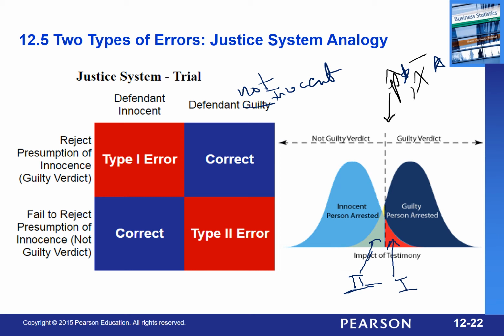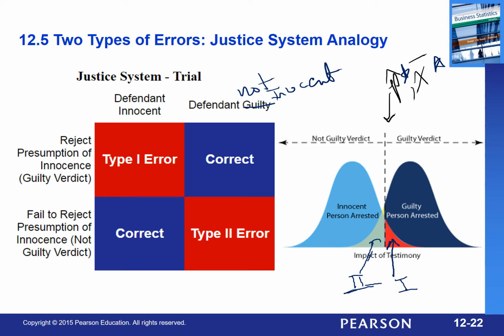So generally speaking, the presumption of innocence in the justice system, different things get impacted by different people. So the type 2 error, which I have pictured over here with the not guilty verdict, is the idea that an innocent person would be arrested, and that would be bad, impacted by your evidence, which is the impact of testimony. And then the type 1 error would be a guilty person is arrested and jailed. Sorry. Yeah, because then this region right here would be the type 1 error.